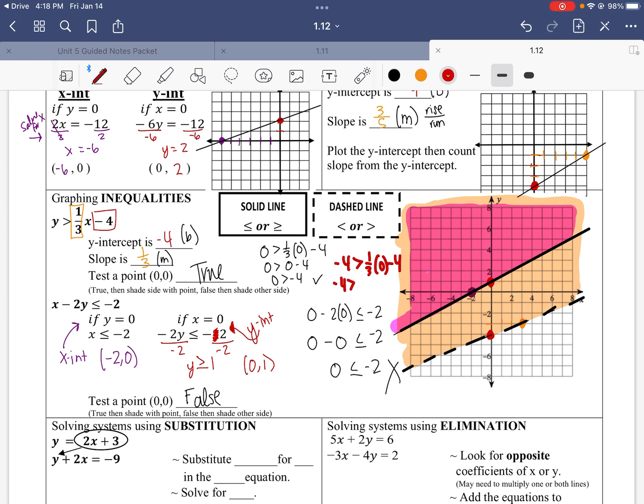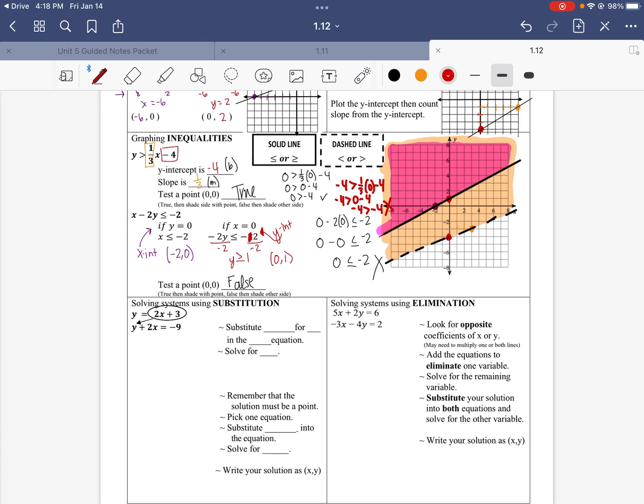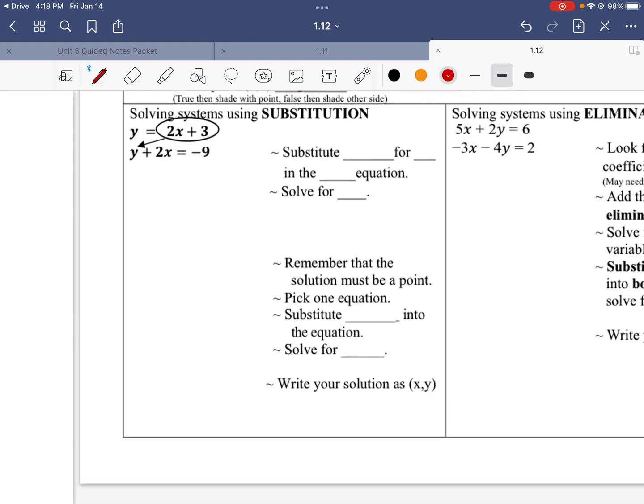Negative 4 is greater than 0 minus 4. Negative 4 is greater than negative 4. Now this is not true. Negative 4 is not bigger. It's equal to, but it's not bigger. So that's what happens when I say it doesn't work. It doesn't produce a true statement. Okay? All right. We're going to go ahead and move on.